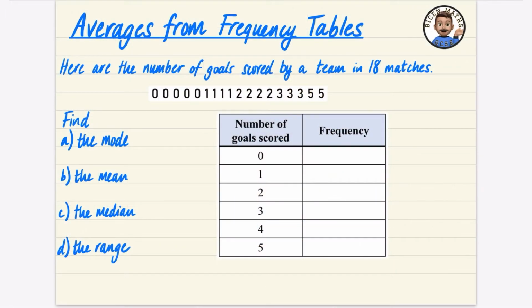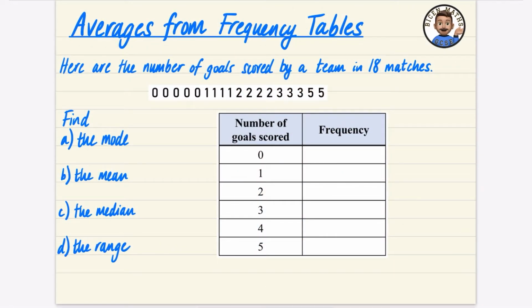Okay, so in this series of videos, we're going to be looking at averages from frequency tables, and then in the second part of the playlist, we'll do it when the frequency table has grouped sections. So this first way to explore this is really just to do an example.